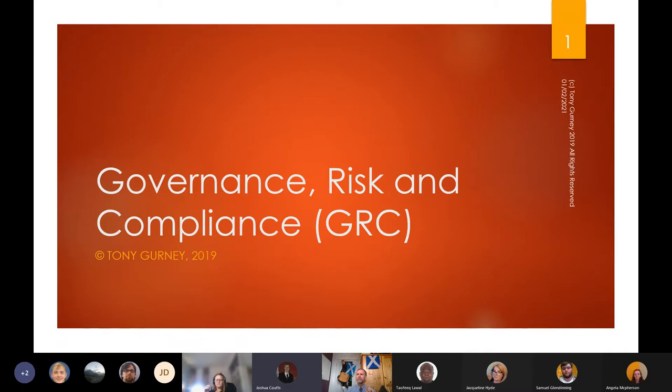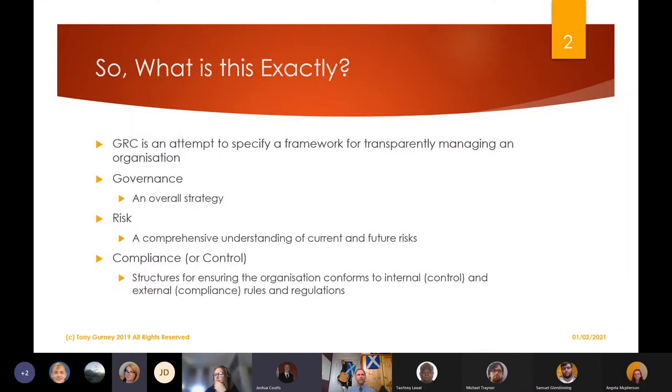What about the governance part? Probably some kind of governing board for the company, I'd imagine. That can be part of it. So usually the governing board is responsible for governance, but governance is a wee bit more involved than that. Company policies and things. Absolutely. So it's policies, how the organization is run, how they think it should be run, what the proper way to do things is, if you like. So governance is the overall strategy, how the organization is going to run. Risk is understanding current and future risks. And compliance is how you conform to rules and regulations.